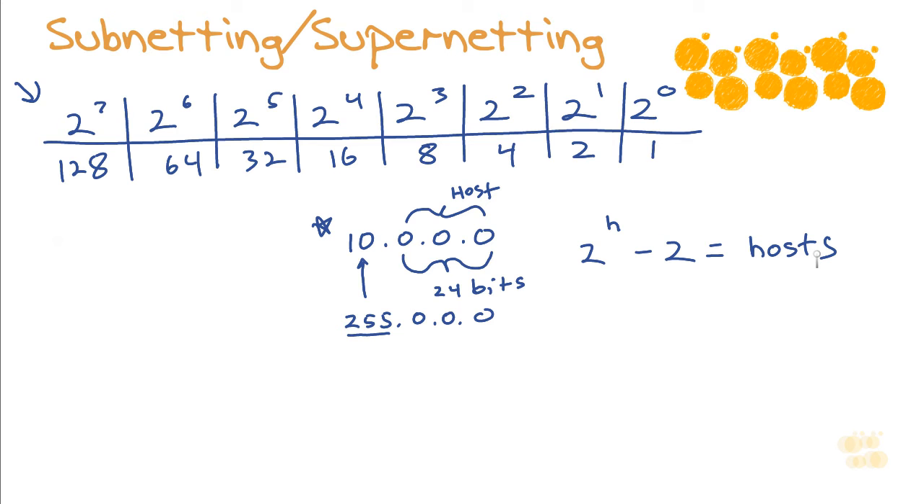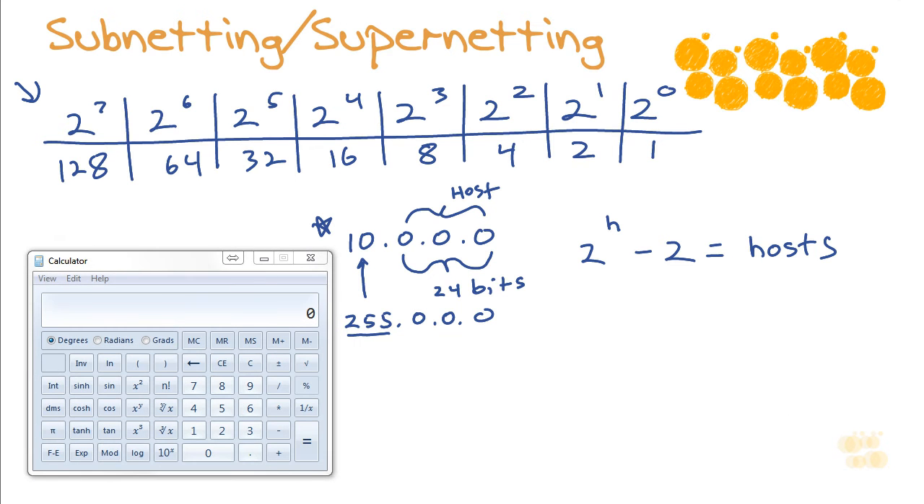In our example here, we would need a scientific calculator in order to solve it. There's so many hosts we can accommodate. In fact, let me grab one. So that would be 2 x to the y 24 minus 2. Wow. So we can accommodate 16,777,214 host systems given this particular numbering scenario.